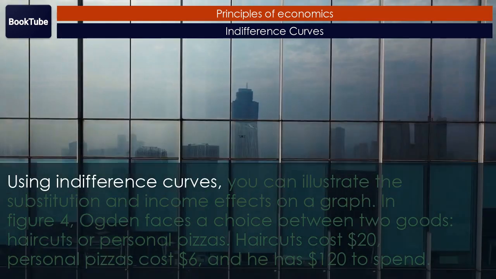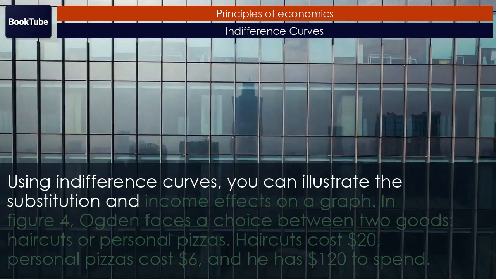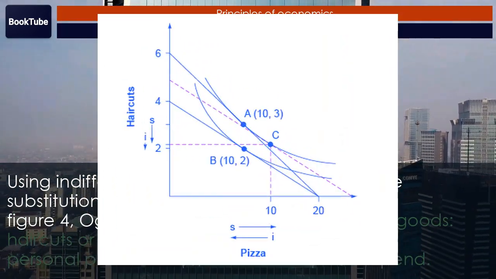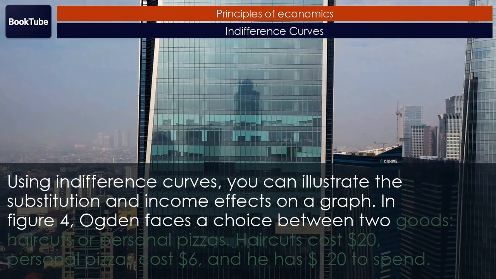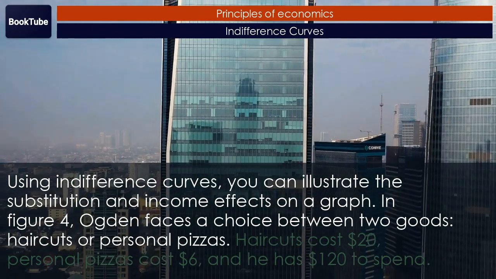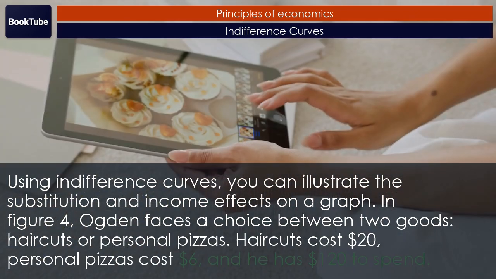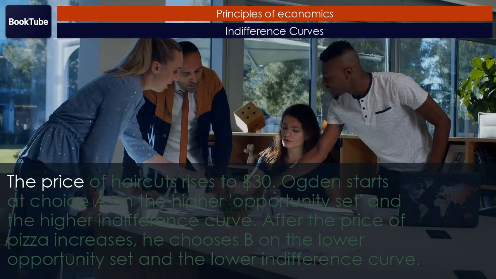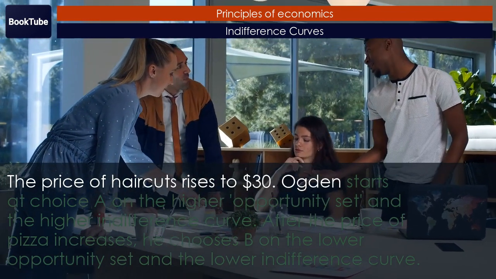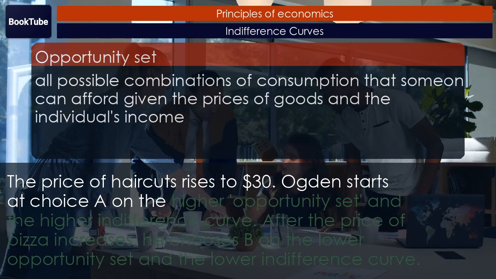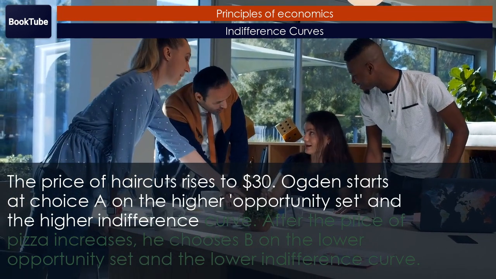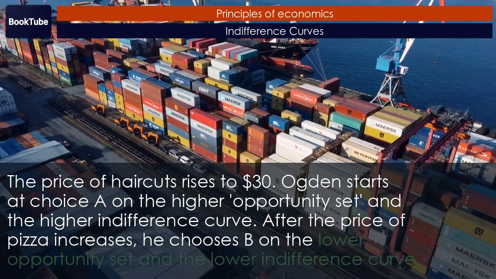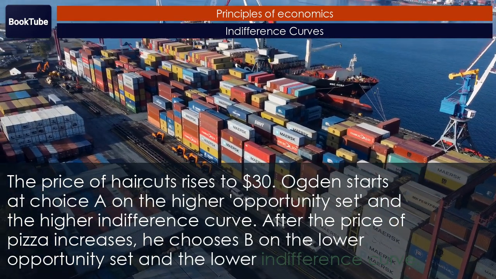Using indifference curves, you can illustrate the substitution and income effects on a graph. In Figure 4, Ogden faces a choice between two goods: haircuts or personal pizzas. Haircuts cost $20. Personal pizzas cost $6. And he has $120 to spend. The price of haircuts rises to $30. Ogden starts at choice A on the higher opportunity set and the higher indifference curve. After the price of haircuts increases, he chooses B on the lower opportunity set and the lower indifference curve.